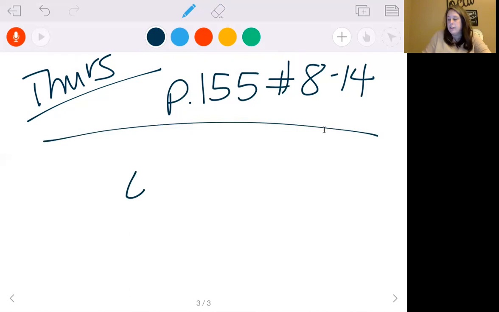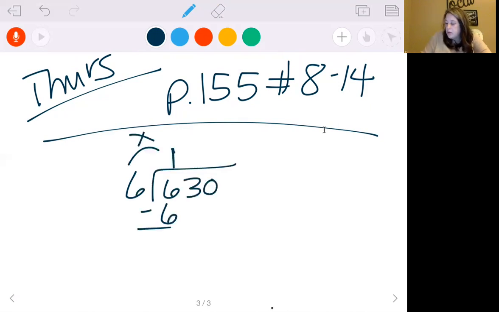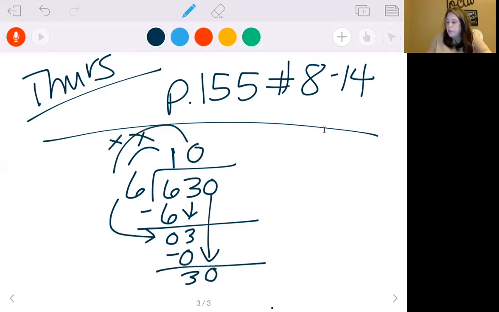630 divided by 6. 6 goes into 6 one time. 6 times 1 is 6. Subtract that, we get 0. Bring down our 3. 6 goes into 3, 0 times. 6 times 0 is 0. 3 minus 0 is 3. Bring down the 0. 6 goes into 30 5 times. 6 times 5 is 30. Subtract it, we get 0, so our answer is 105.